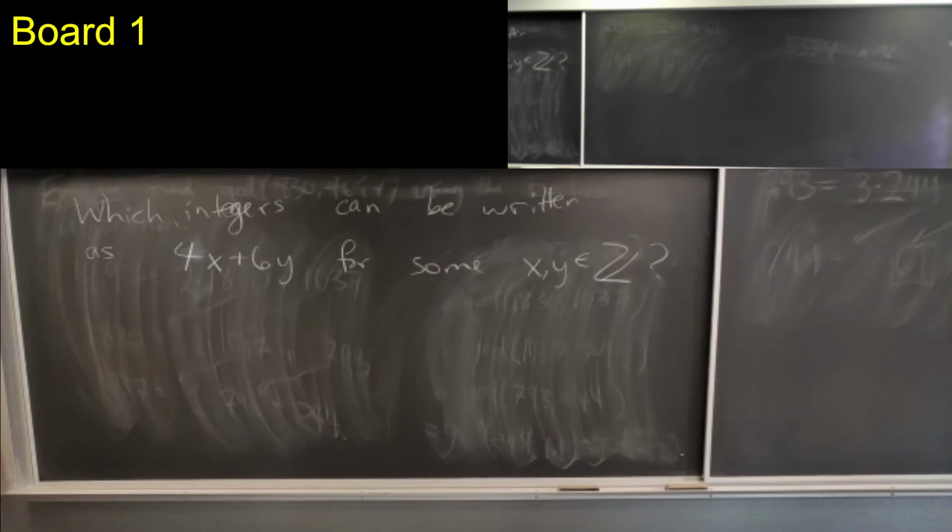So does anyone have an example of a number you probably can't get in this way? Yeah, exactly, totally, perfect. That's what I'm looking for.